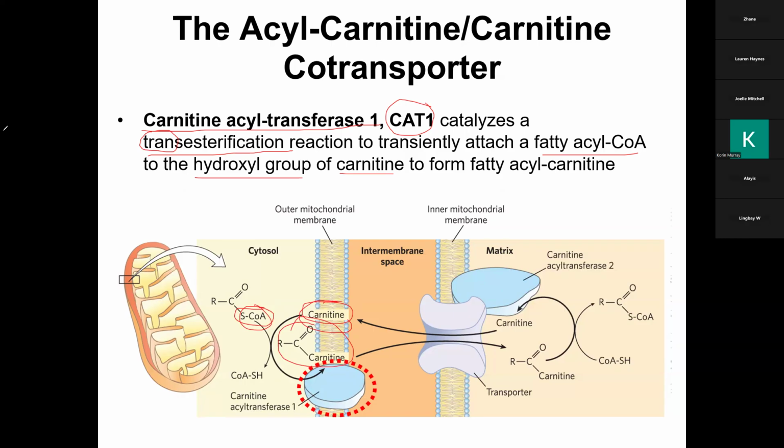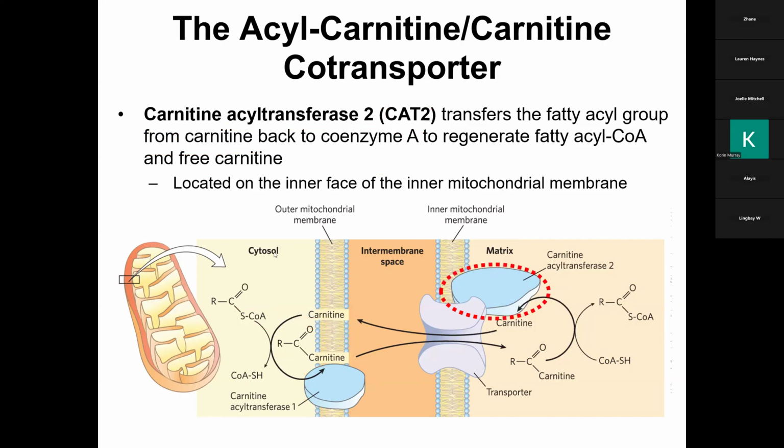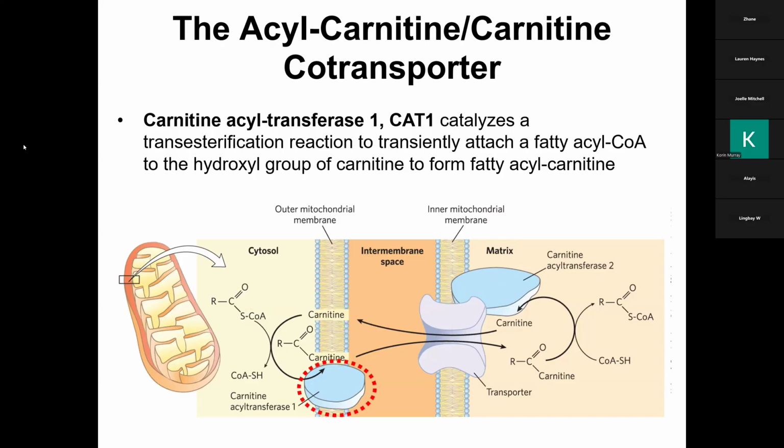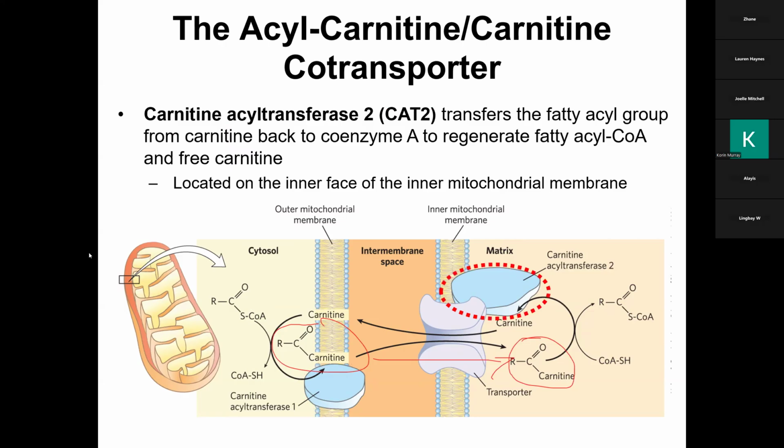So that's step one. Step two is that the transporter will now pull this through, and it's now in the mitochondrial matrix. And then step three is that in the matrix, CAT2 will do the reverse of CAT1 and exchange the carnitine for the CoA. And so that'll mean that you'll use up CoA in the matrix and generate carnitine.